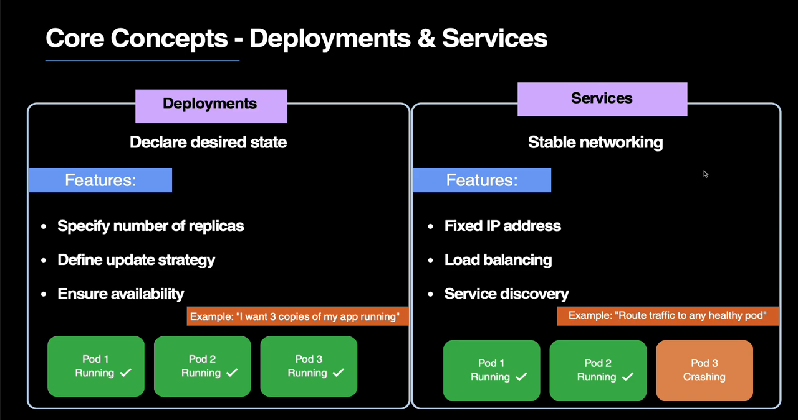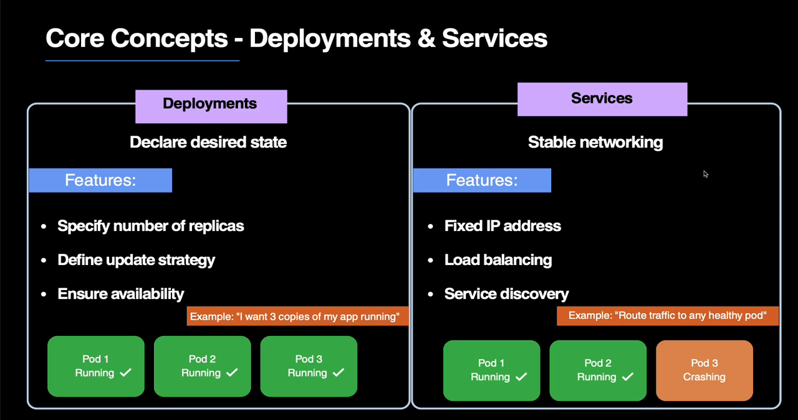Now, two more essential concepts of Kubernetes are deployments and services. A deployment declares your desired state. You tell Kubernetes, I want 3 replicas of my app running at all times, and Kubernetes maintains that state continuously. If a pod crashes, it creates a replacement, and if you update your app, it orchestrates a rolling update. You declare what you want and not how to achieve it. That is what Kubernetes is for, and it figures out how to achieve what you want.